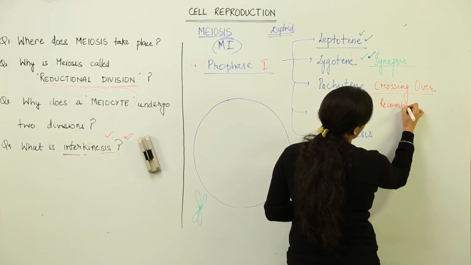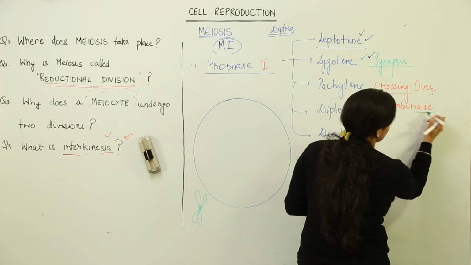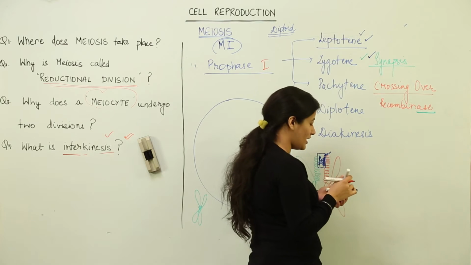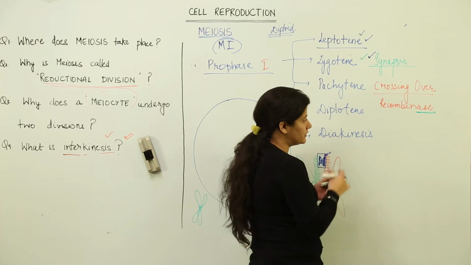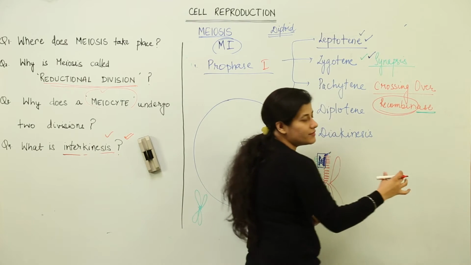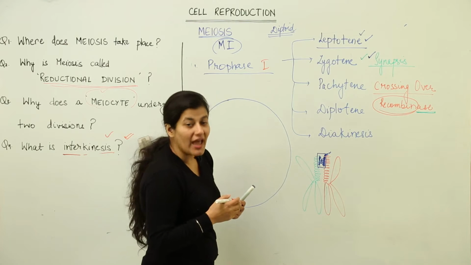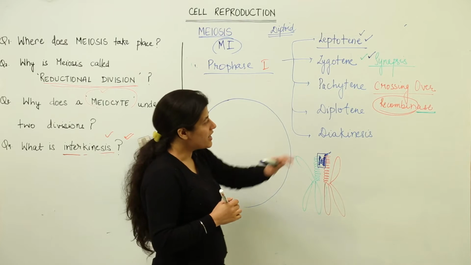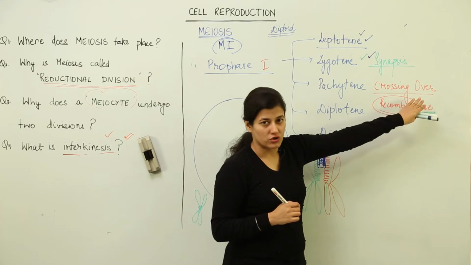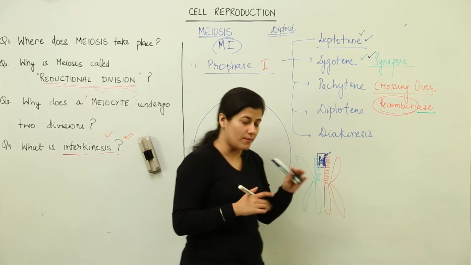recombinase. Please pay attention that 'ase' is coming in the end, that means it must be an enzyme. Whenever there is 'ase' in the end, we learn that it is an enzyme. And what is written before it? It is recombinase. That means the enzyme which would be responsible for recombination. And how does recombination take place? It takes place with the help of crossing over. That is the process which is responsible for bringing recombination.